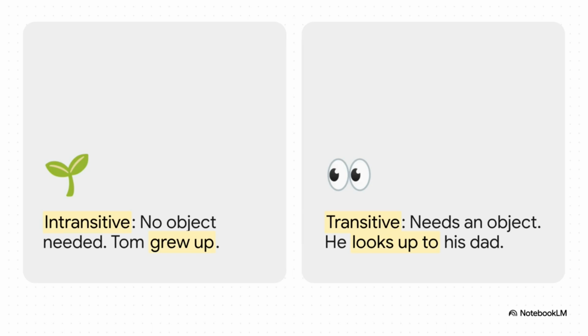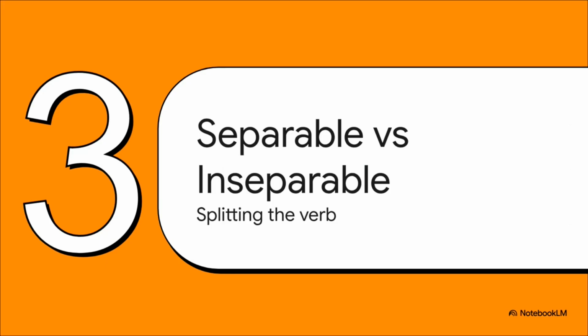Tom just did it. But looks up to means to respect someone. If Tom just said, I really look up to, your immediate response would be, wait, who? Who do you look up to? It absolutely requires an object, like his father, to actually make sense. Section 3, separable and inseparable rules.